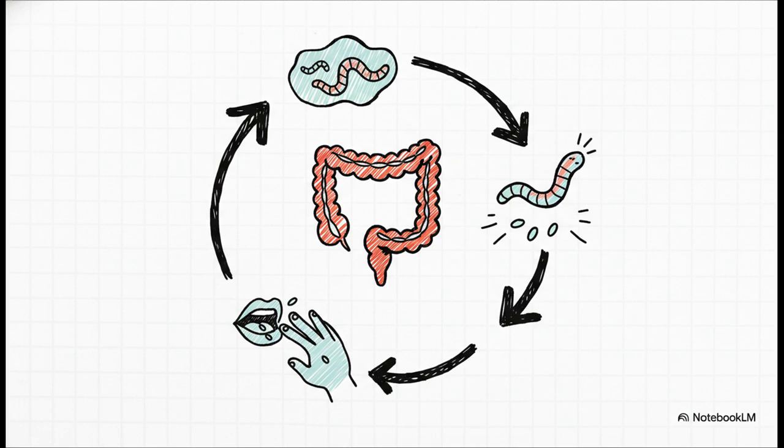Now, to make this really hit home, let's talk about the single most common worm infection in humans, pinworms. The life cycle is actually shockingly simple. The female worm literally travels to the anus at night to lay her eggs. This causes the main symptom, which is, you guessed it, intense itching. It's a simple but brutally effective way to survive and get transmitted.